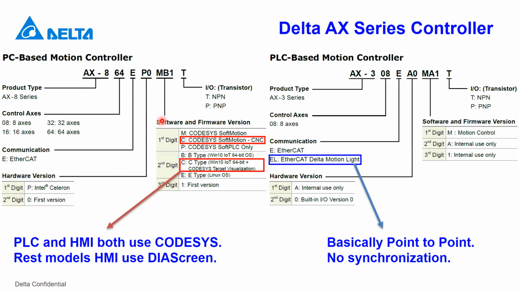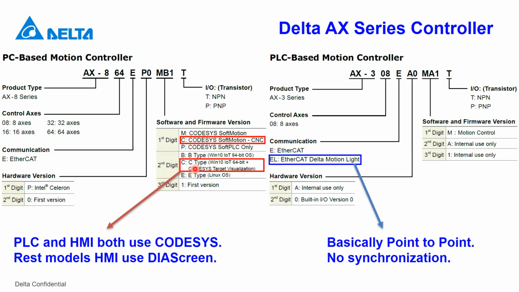Okay, then this portion is, I think, more important to you. Basically, we will have a simple stop motion, and we have the CNC. CNC means it will include G code or robotics applications. And if you just want to use CODESYS for the PLC application, then we also have the PLC.